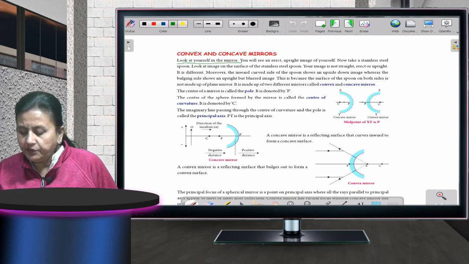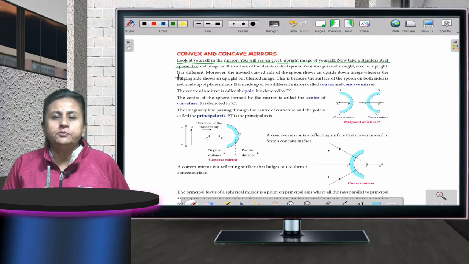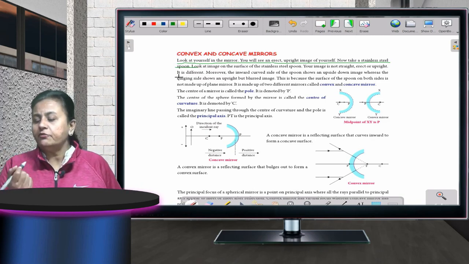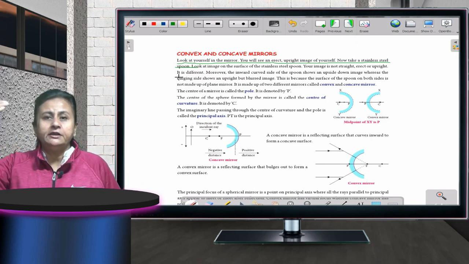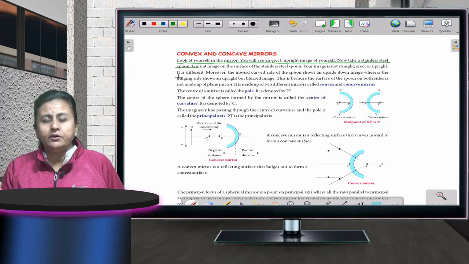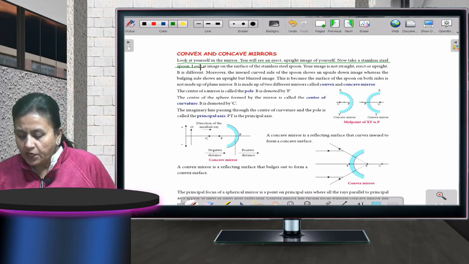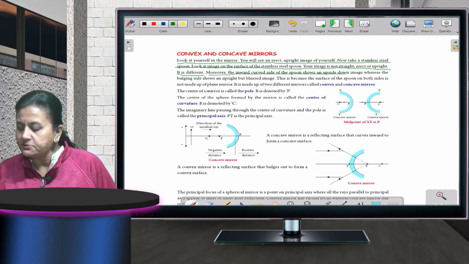Look at yourself in the mirror. You will see an erect, upright image of yourself. Now take a stainless steel spoon. Everyone must have got a spoon. Go and get a spoon and see how you look in it. You would find your image inverted. The image formed is inverted. It is not clear, it may be blurred. Now look at the image on the surface of the stainless spoon. Your image is not straight, erect or upright. It is different. Moreover, the inward curve of the spoon shows an upside down image, whereas the bulging side shows an upright blurred image.